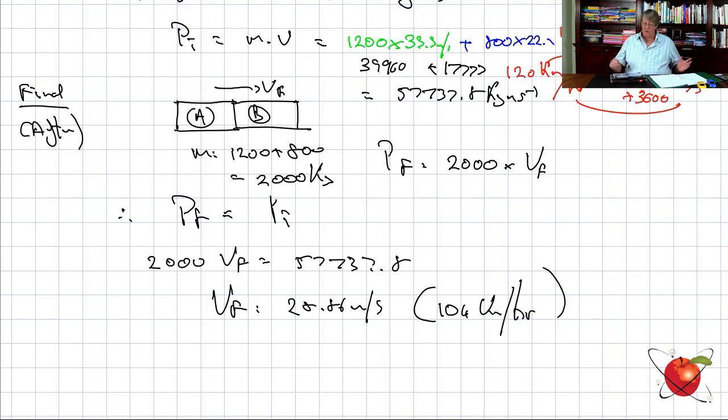Okay, so what happened? Car A slowed down and car B sped up. Can you see it? What happened was this. This car was going faster than this one. It hit. This one slowed down. This one sped up, and off they went together. And that is how it works.